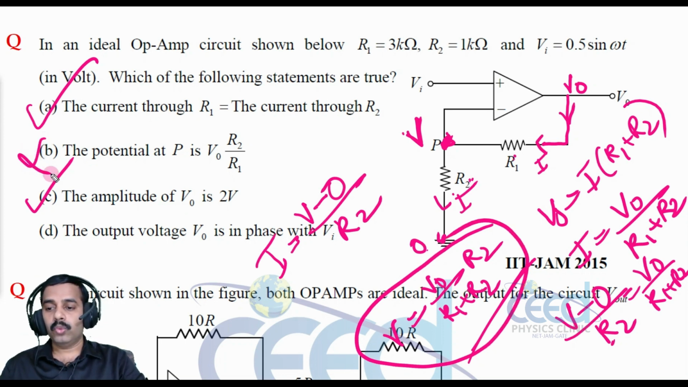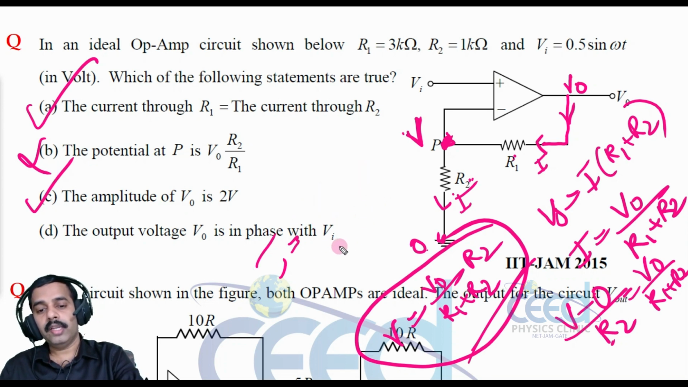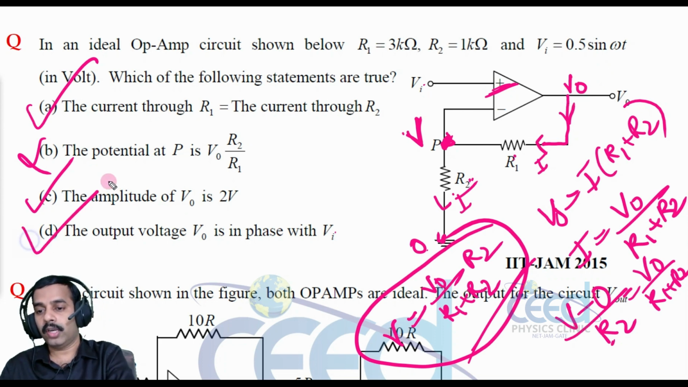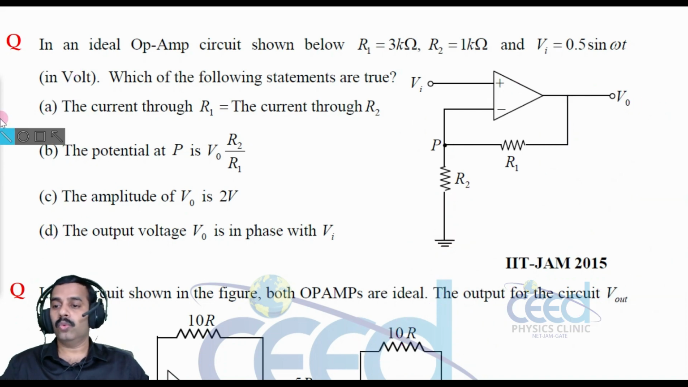Now let us come to option D. Option D says that the output voltage V0 is in phase with the input voltage. That is correct. Why? Because we are giving the input at the non-inverting terminal, so the output is in phase with the input. That is also correct. So the only option that is incorrect is B. All other options are correct. So it is a multiple option correct type question. Okay, so options A, C, D are all true.